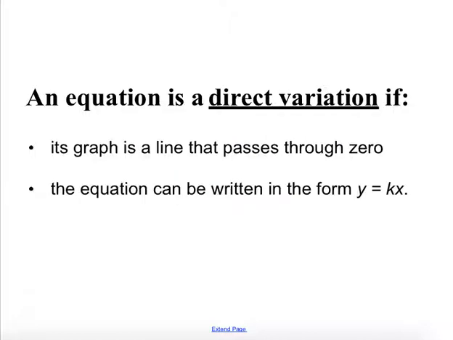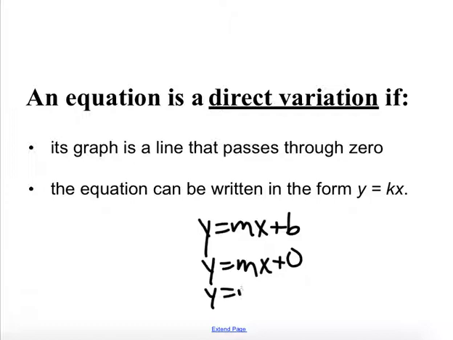Two things that we need for direct variation is it needs to pass through 0, and it's a line, and the equation can be written in the format of y equals kx. What we really have here is a straight line like we normally have. We normally have y equals mx plus b, but in this case our y-intercept is 0, so we have y equals mx plus 0, which is really just y equals mx.